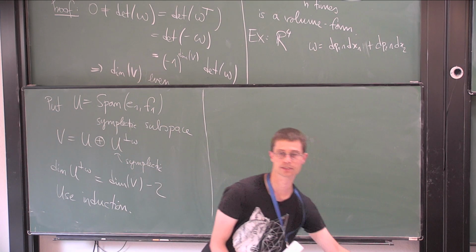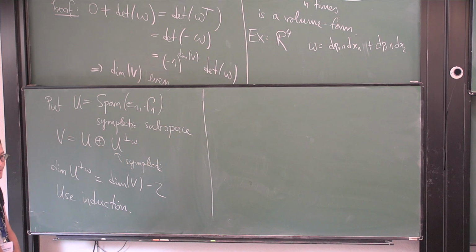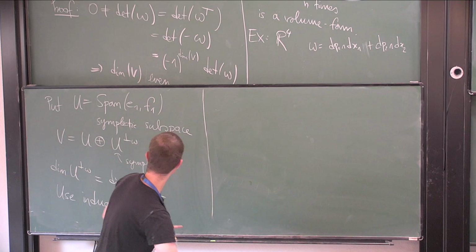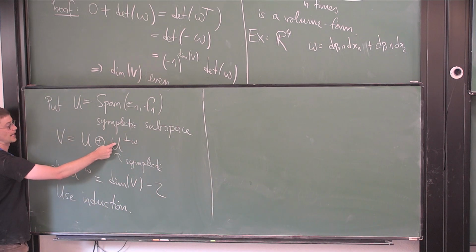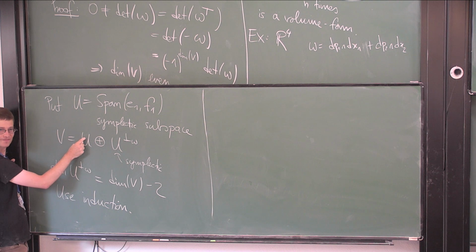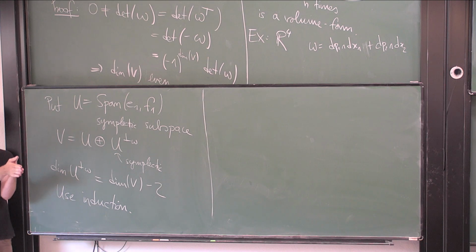Okay, questions? Yeah. So how can this be a direct sum? Because certainly E1, for example, is in both U and U complement, right? No. U complement is the set of vectors which pair to 0 with all vectors. Oh, yeah, I see. So if your vector space is one-dimensional, it will contain itself, but it's not true in general. Okay, yeah.